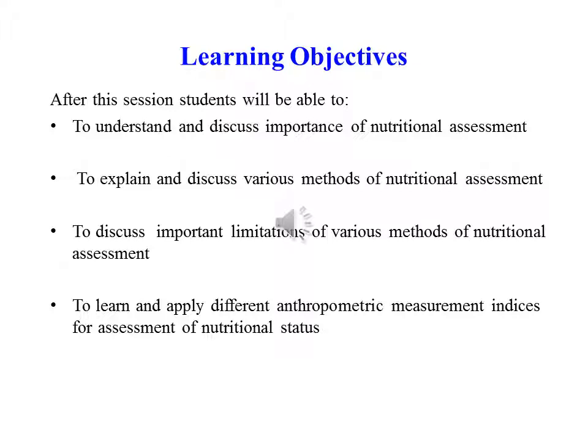Learning objectives of this session include understanding and discussing the importance of nutritional assessment and various methods of nutritional assessment as well as their specific limitations. Moreover, in this session, we will also apply common anthropometric measurement indices for the assessment of nutritional status, particularly BMI, mid upper arm circumference, and Z score for weight and height.